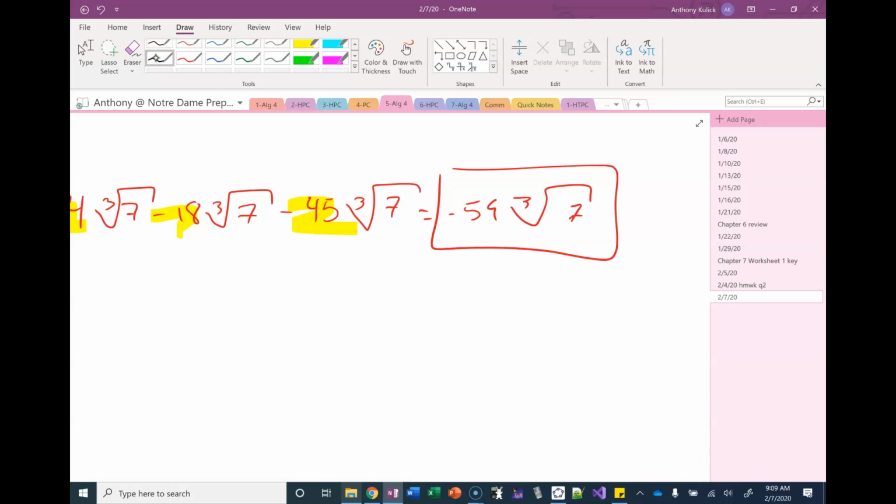So the hardest part on these is usually just the simplifying part. Once you've got it simplified down, it's just combining like terms basically and changing the coefficients, which works just like we did for variables, right?